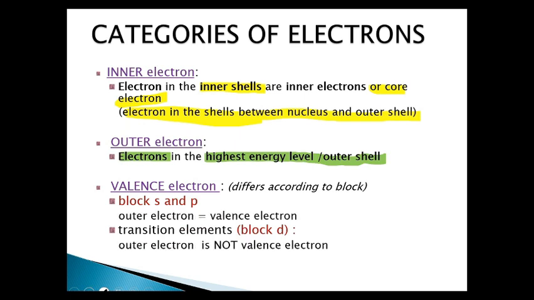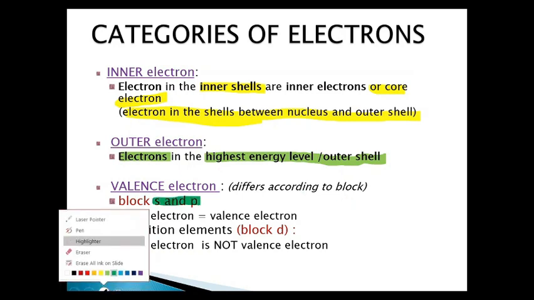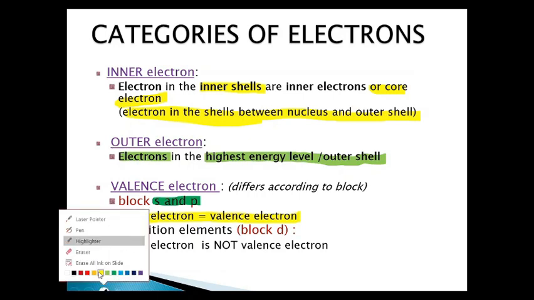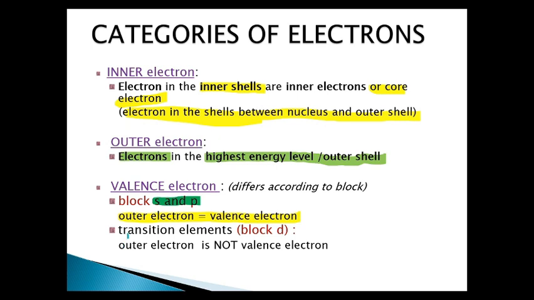For the valence electron, well, it differs according to block. So for block S and P, the outer electron is just the same as valence electron. Okay, just like we did for sodium. But for the transition element or block D, the outer electron is not the valence electron, and I'll explain afterwards.